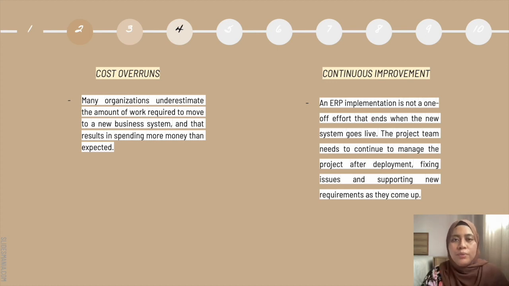Last one is continuous improvement. An ERP implementation is not a one-off effort that needs to end when the system goes live. The solution must continue to evolve and support new business demands and technology. The project team needs to continue to manage the project after deployment, fixing issues and supporting new requirements as they come up. This is because an outdated ERP can begin to hinder the business, so it is worth periodically assessing whether it's better to stay with the current system or begin an extensive project to find a replacement.